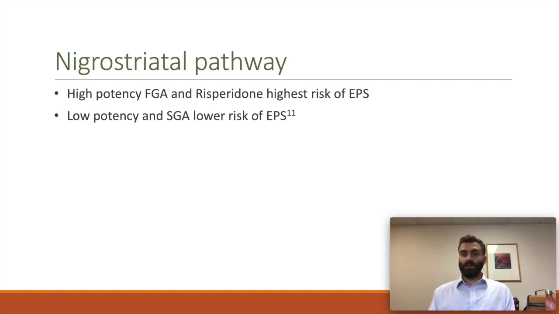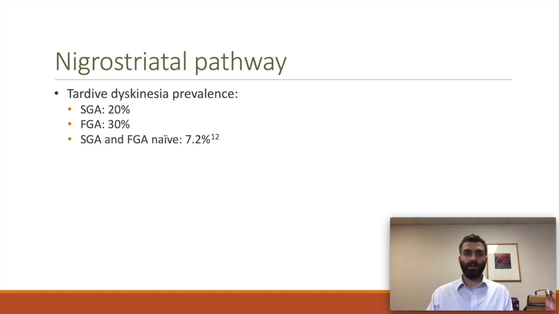With these side effects too, the highest risk is, again, with strong dopamine blockers. That's where the nigrostriatal pathway is causing these side effects. If you're blocking dopamine strongly, you have a higher risk. So this comes into play with high potency first generation antipsychotics and risperidone. But low potency first generation and other second generation agents have less risk of this.